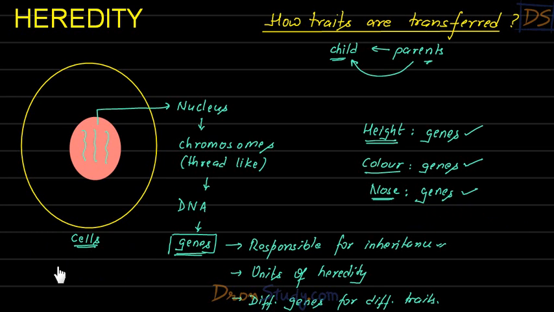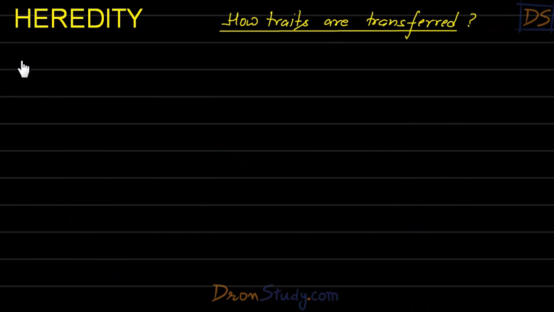So there are a lot of genes in the body of an organism. Some of the genes will take care of the height, some of the genes will take care of the color, some of the genes will take care of nose, some of the genes will take care of different things. Now see, students, these genes, they work in pairs. You'll understand, don't worry. These genes work in pairs.